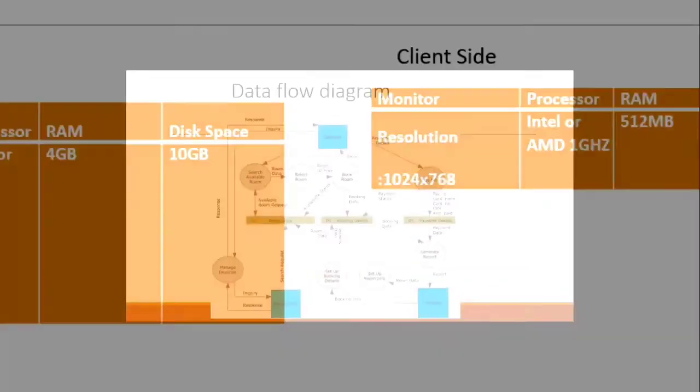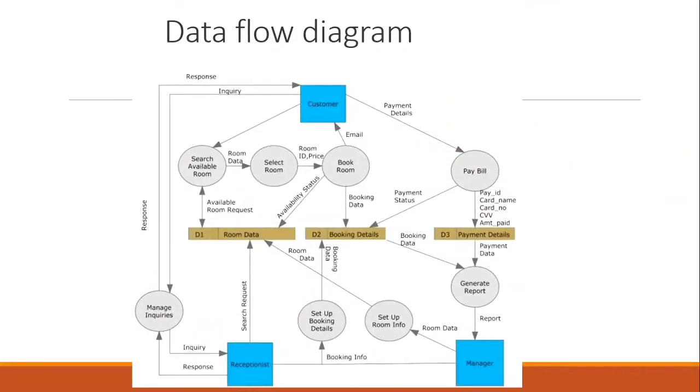This is how the data flows when the software is created, with the customer, manager, and receptionist being the main entities in this diagram, and others just accessing data in and out of the servers. This is the basic data flow diagram shown on the slide.